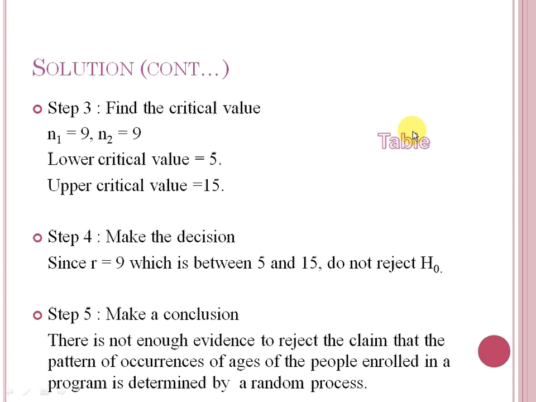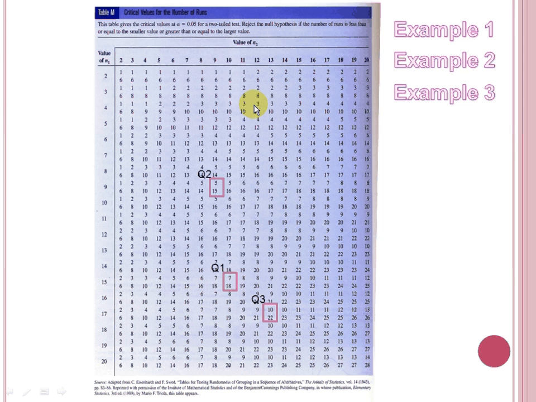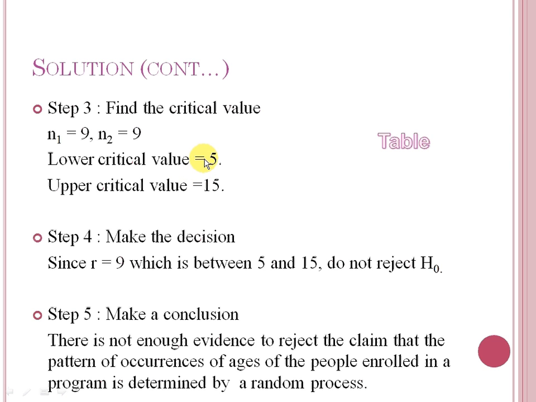So we find the critical value with N1 9, N2 9. We get that the critical values are 5 and 15. So we have the lower critical value 5, upper critical value 15. We make the decision that R is 9, which is between 5 and 15. So we do not reject H0.